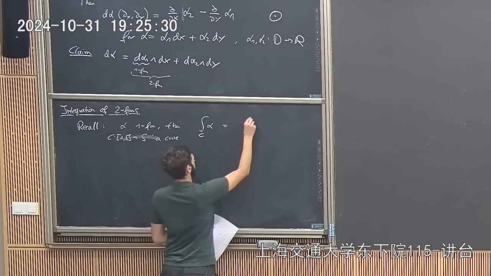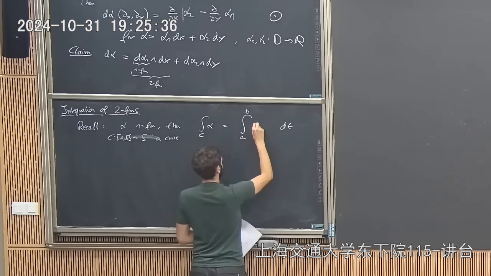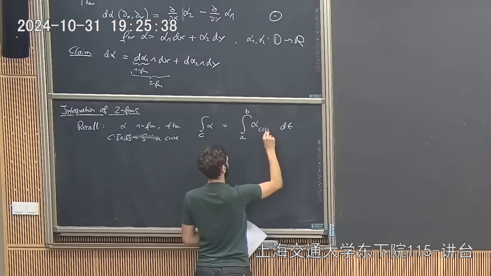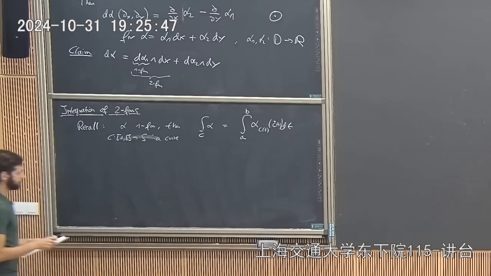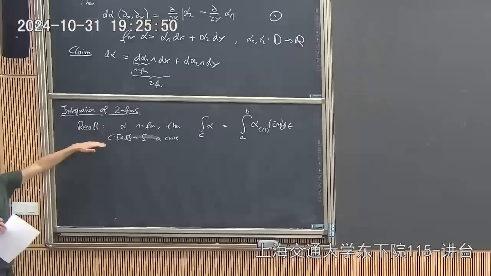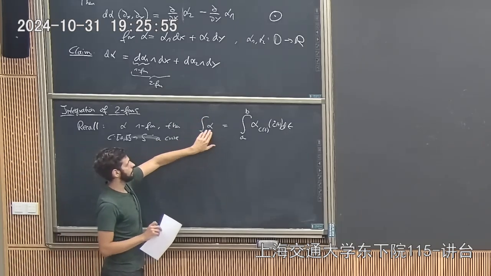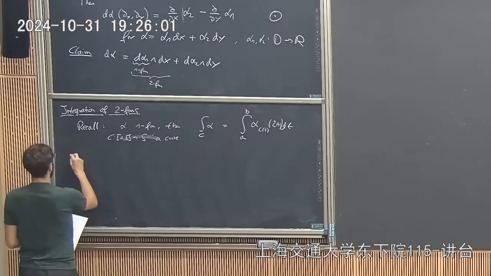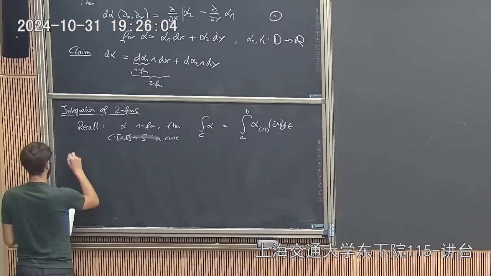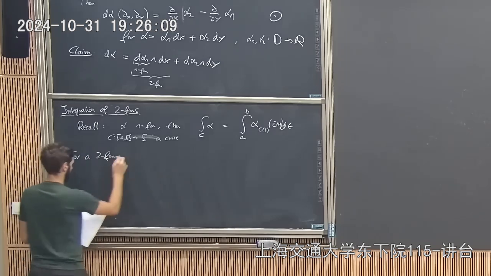And the way we did that was we were reducing it to a normal integral over the time. What we did was alpha evaluated at a certain time instance, and then we take the derivative of C with respect to t. So that was for a one form. So now we have to think about what it would mean to calculate the integral over a two form on S.